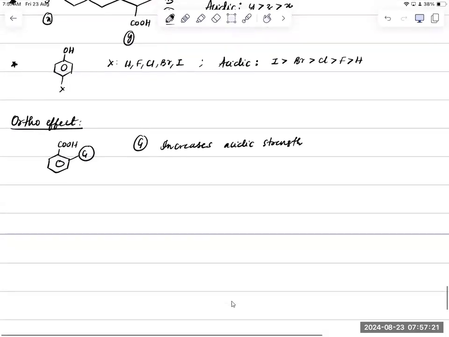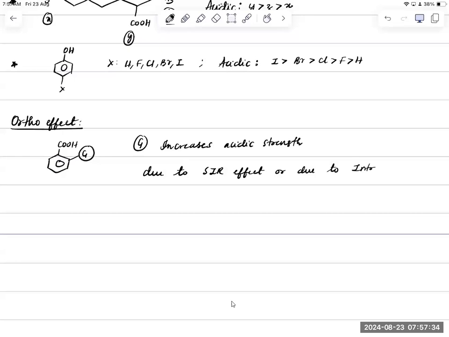Okay. Now, why does it increase acidic strength? This will increase acidic strength due to either the SIR effect or due to intra-H bonding. These two are the reasons for which it will have better ortho effect.